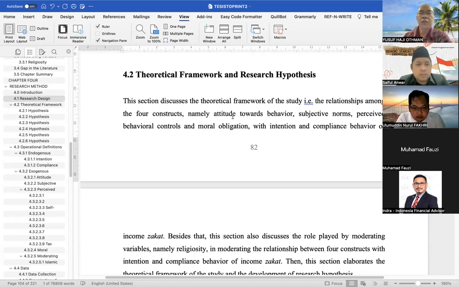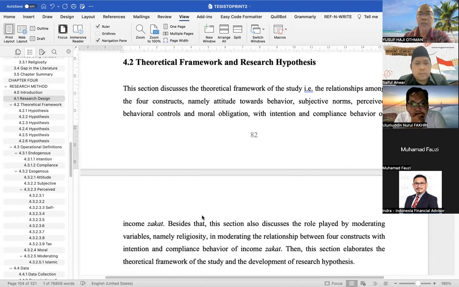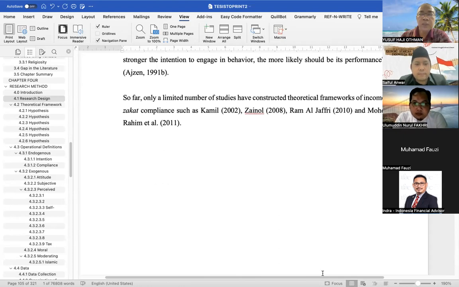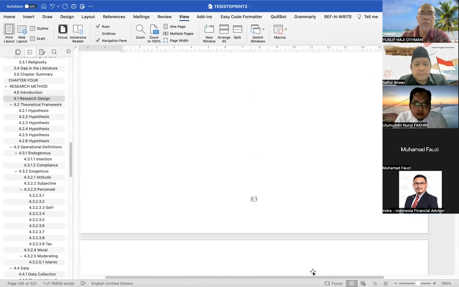We have attitude, subjective norms, perceived behavioral controls, moral obligation, intention, compliance behavior. And then there is Islamic religiosity, yeah, Islamic religiosity, which acts as a moderator. Okay, so whatever that you include in the variable, in the theoretical framework here, you need to explain.